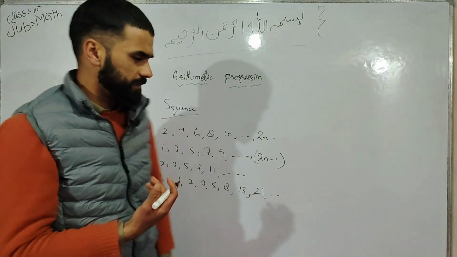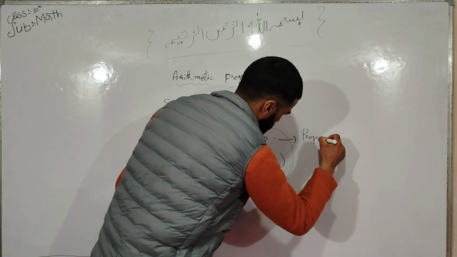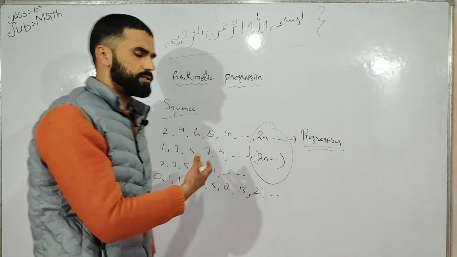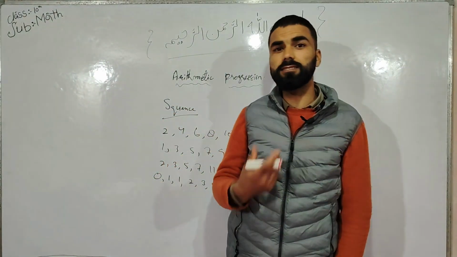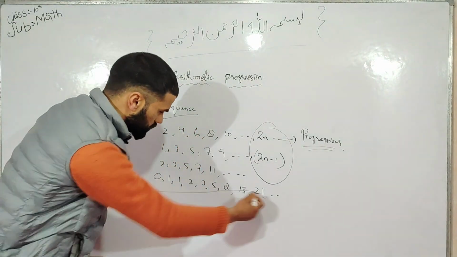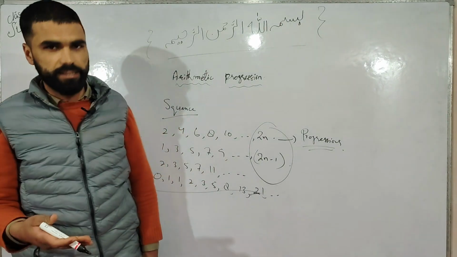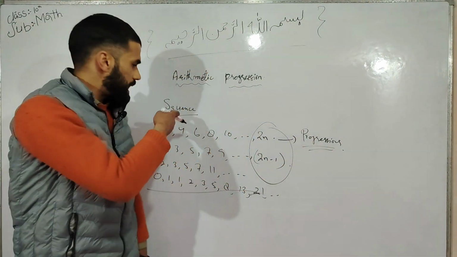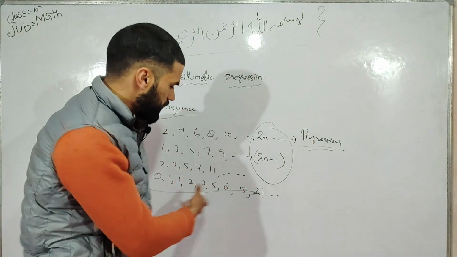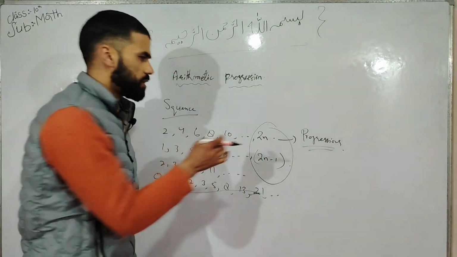So the sequences in which the nth term is known, for example these sequences, are known as progressions. Progressions are sequences in which we have the nth term. Those sequences whose nth term we can find are called progressions. And a sequence in which we can't find the nth term is only a sequence, not a progression. So every progression is a sequence, but every sequence is not a progression, because we call it a progression only if its nth term is known. The Fibonacci sequence's nth term is not known, so it is just a sequence, not a progression.